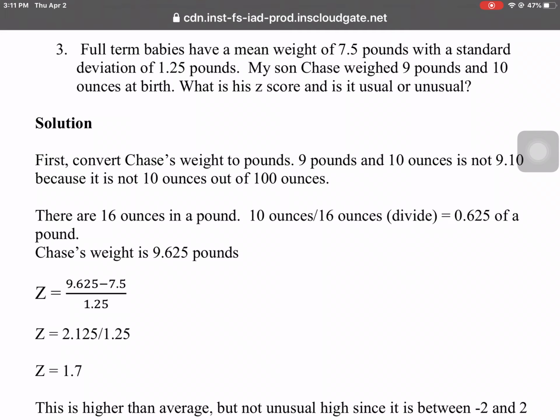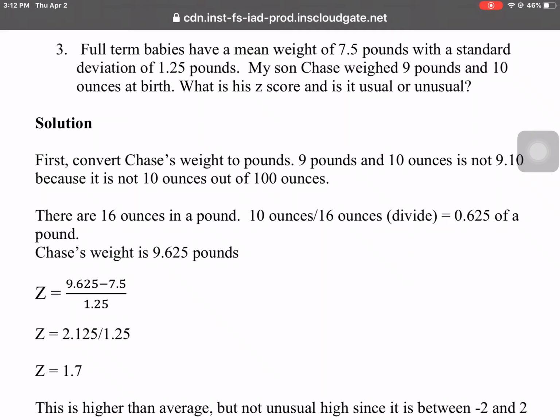First, we have to change that to decimal. 9 pounds, 10 ounces is not 9.10. Okay, 9.10 means 10 out of 100, like $9.10 is 10 out of 100 cents. It's not 10 ounces out of 100 ounces, so it's not 9.10. How do you find the decimal? There are 16 ounces in a pound. Okay, the 10 ounces out of 16 ounces, divide, is 0.625. So 10 ounces out of 16 is 0.625 of a pound.